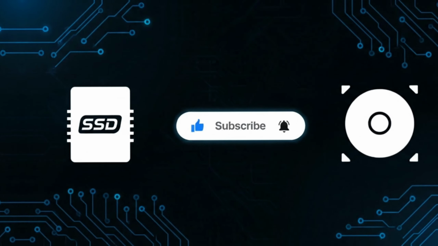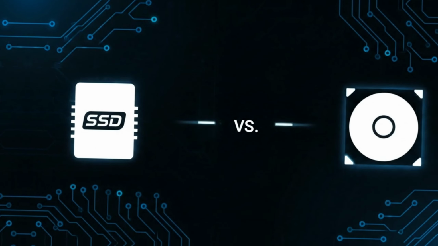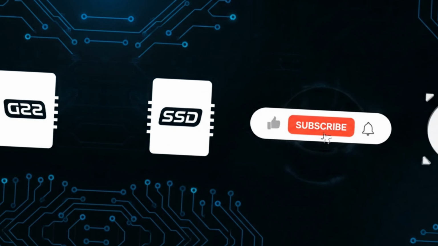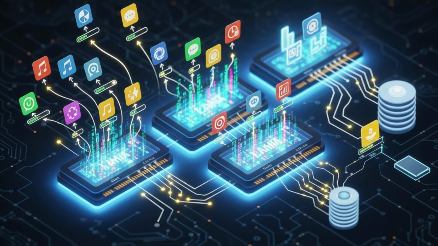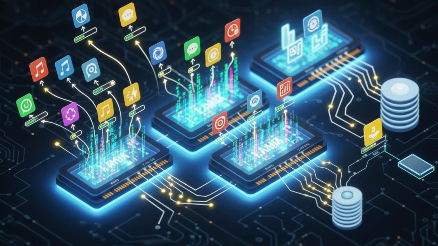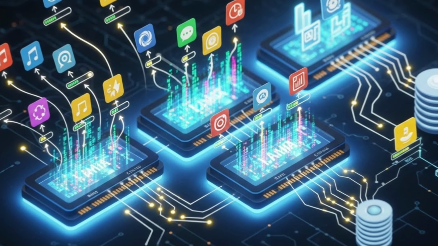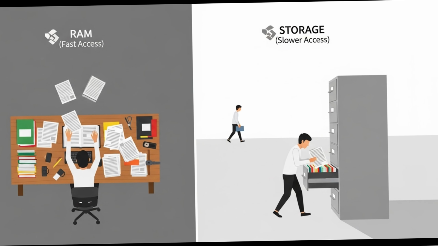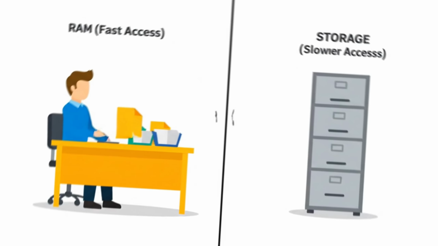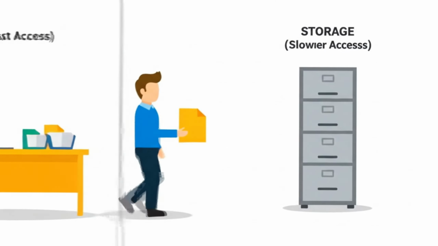Here's something important to understand. The CPU needs data immediately. If it had to wait for storage every single time, your computer would freeze again and again. That's why RAM sits very close to the CPU. Let me give you a simple example. Think of RAM as your work desk and storage as a filing cabinet. You keep the files you're actively using on your desk, not locked away inside drawers. That's exactly how RAM works.